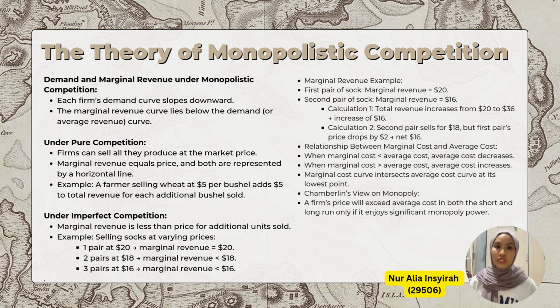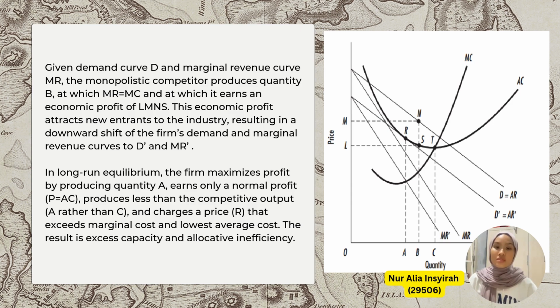Chamberlain's view on monopoly: a firm's price will exceed average cost in both the short run and long run only if it enjoys significant monopoly power. Based on the curve, given the demand curve D and marginal revenue curve MR, the monopolistic competitor produces the quantity of B at which MR equals MC and at which it earns an economic profit of LMS. This economic profit attracts new entrants to the industry, resulting in a downward shift of the firm's demand and marginal revenue curve to D' and MR'.